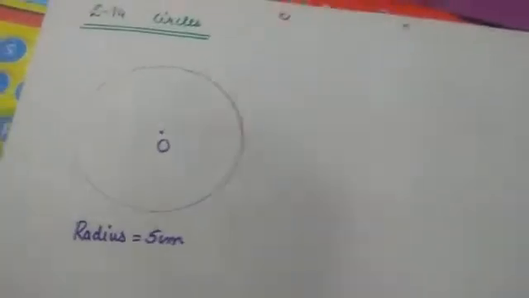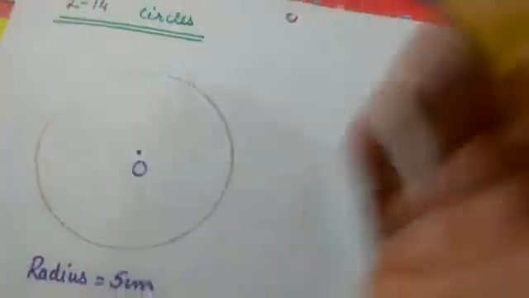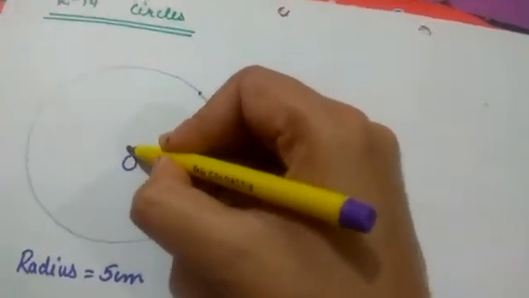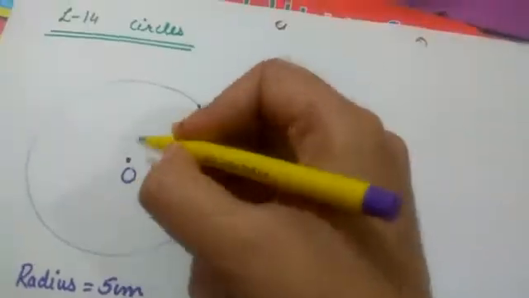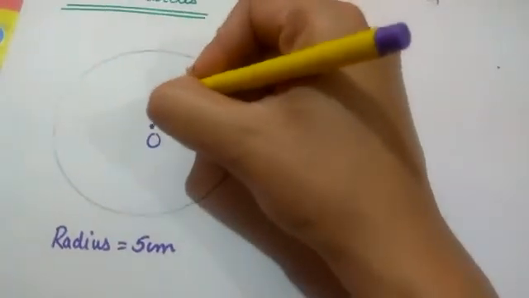Now what is the definition of the radius? It is the distance between the center point and any boundary point. This is the boundary of the circle. Mark any boundary point, anywhere. Let us suppose I marked here. That means the distance between this point and this point is the radius. If I opened the compass equal to 5 centimeters, you can check it with the help of a scale. This distance must be 5 centimeters.